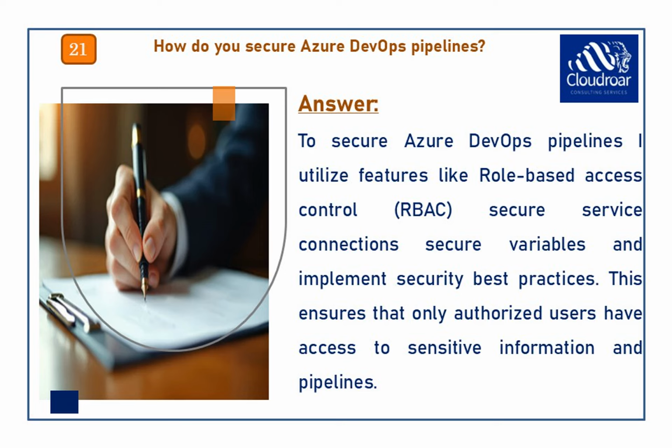Question 21. How do you secure Azure DevOps pipelines? To secure Azure DevOps pipelines, I utilize features like Role-Based Access Control (RBAC), secure service connections, secure variables, and implement security best practices. This ensures that only authorized users have access to sensitive information and pipelines.